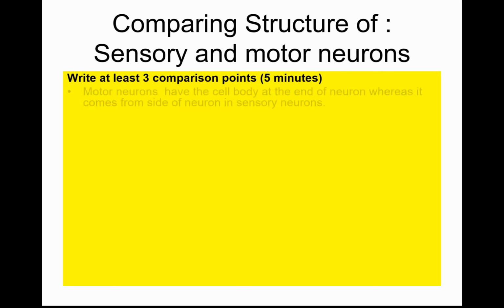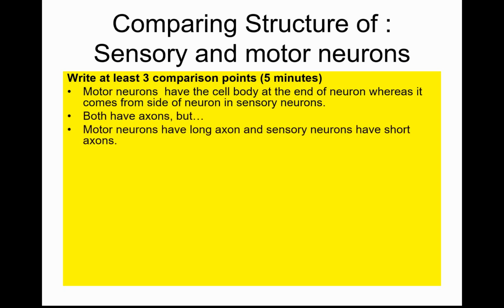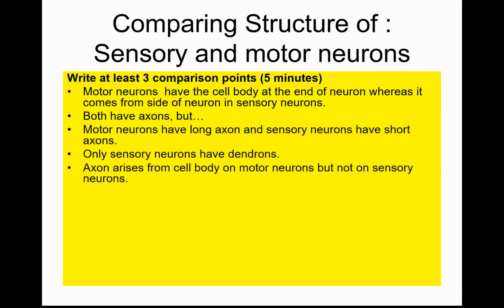Okay, so hopefully you got the idea that motor neurons have the cell body at the end of the neuron, whereas it's at the side in the sensory neuron. They both have axons, but the motor neurons have the long axons, sensory neurons have short ones. Only sensory neurons have dendrons, or you could have written motor neurons don't have dendrons. The axon arises from the cell body on the motor neurons, but it doesn't on the sensory neuron. The dendron and axon basically merge into each other.